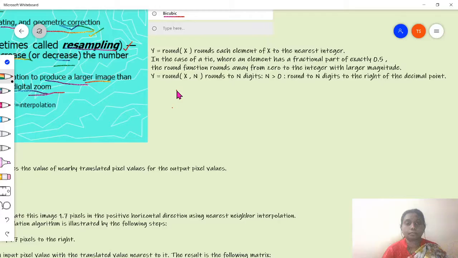See here, what is the definition and operation of the round function? For the y value, round function of x, we are applying the round function upon x, a single argument the round function is taking, that is the x here. The round function rounds each element of x to the nearest integer value. We know this very well.